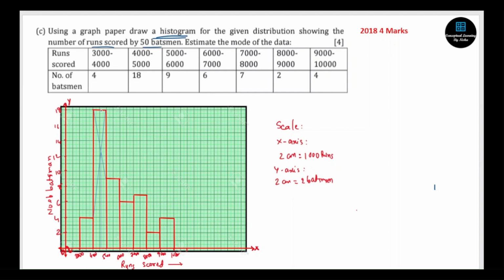Now here the highest frequency is 18, so you have to join the upper and lower limit from the frequency of the previous classes, and then the value you get shows you the mode of the data. If you observe here, it is 4000.